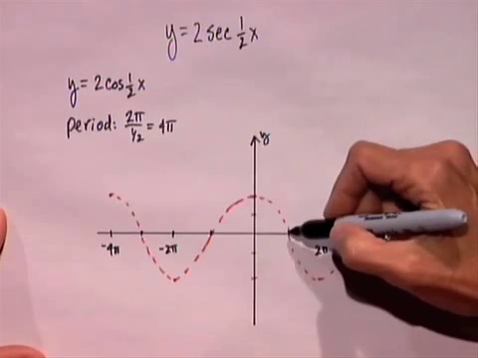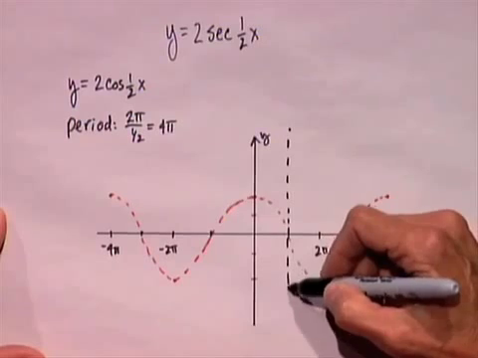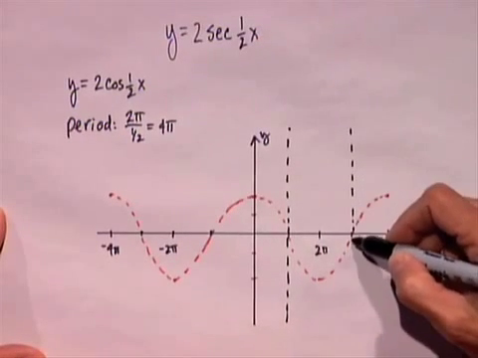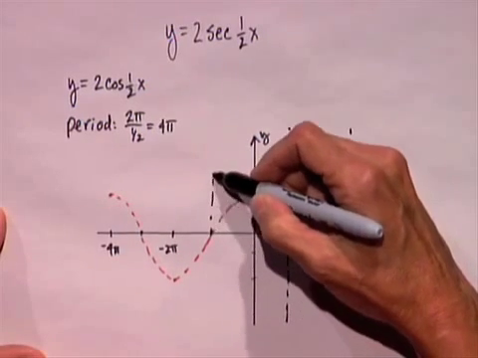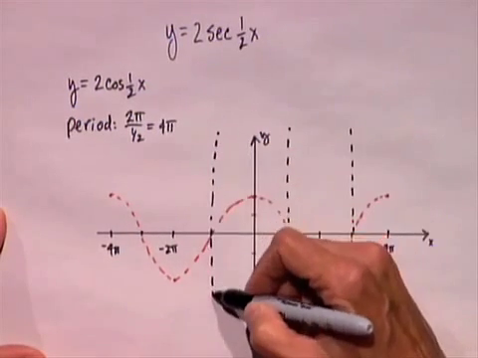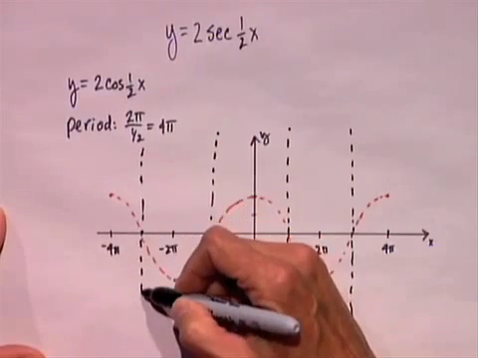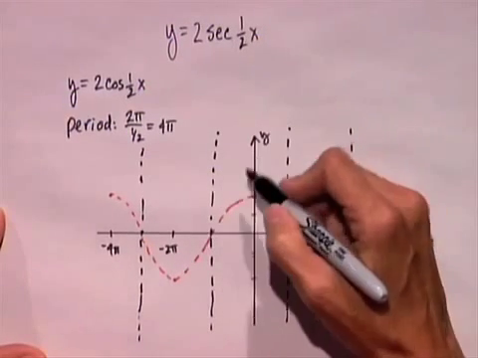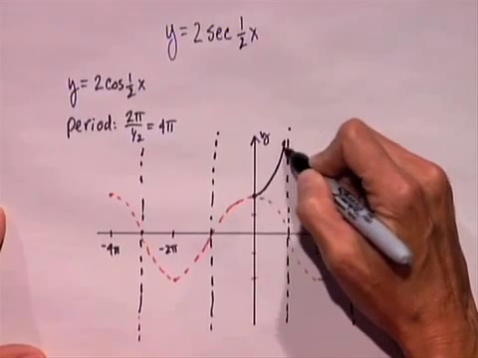Having drawn the cosine, I can see the zeros and I can use them to draw my vertical asymptotes. So there's a vertical asymptote, there's a vertical asymptote for the secant. Here's another vertical asymptote, and one more in the two periods that I'm getting ready to draw. Those are vertical asymptotes.